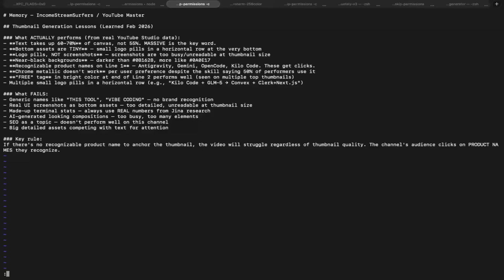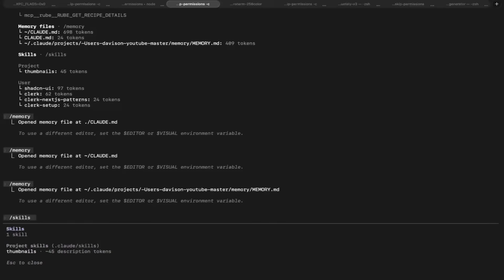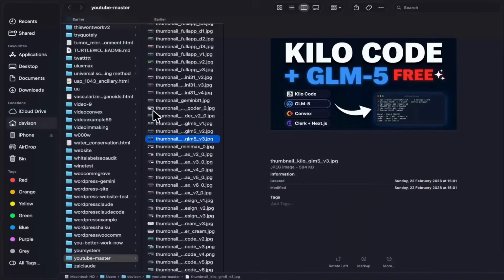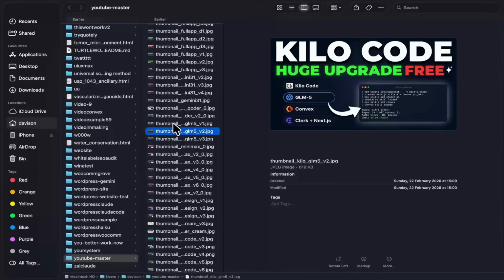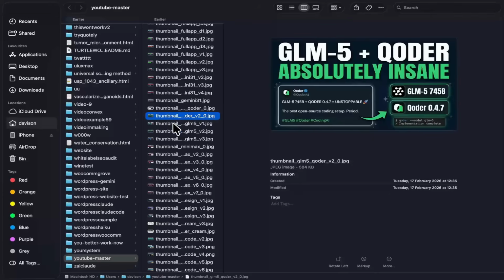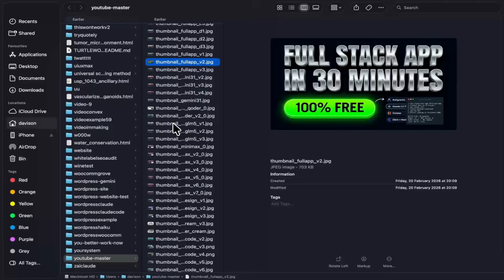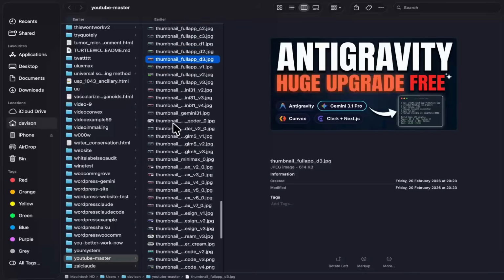Oh, it's in my skill. Sorry, guys. So yeah, it's here. You can't actually read it, but you can see that they're very, very consistent. They all have the name of the business, then a subtitle, then icons on the left, and then something on the right. They're very, very consistent. These are all done by Opus.